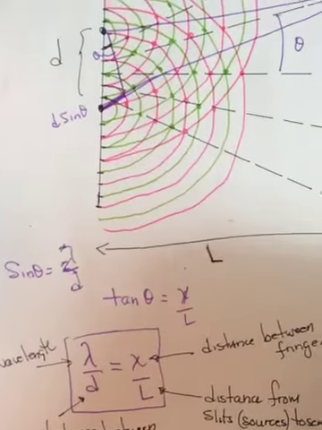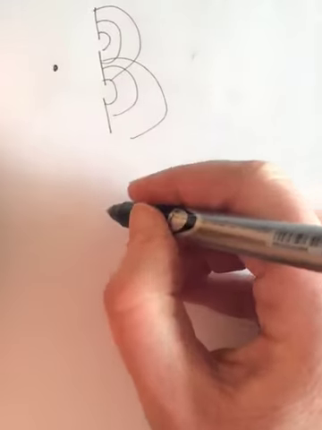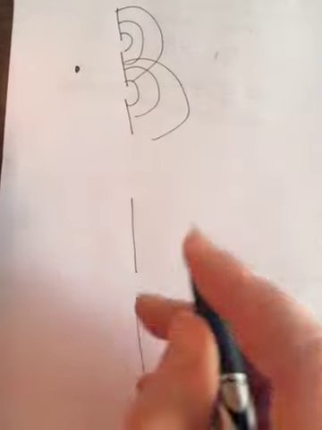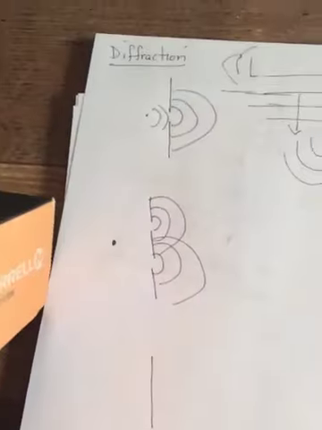Now the cool and perhaps strange thing is the same thing can happen with a single slit. And you might find that peculiar, like how can a single slit interfere with itself?